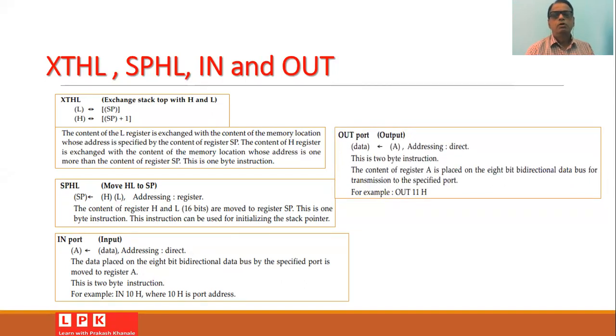This is the instruction OUT. This is an output instruction where the content of the register A is placed on the 8-bit bidirectional data bus for transmission to the specified port. And this instruction is written as OUT 11H. Say, for example, 11 is the address of the output port. So the content of the accumulator will be moved to the port 11. So this instruction is also useful whenever we write an assembly language program to output the data from the accumulator to the specified port.